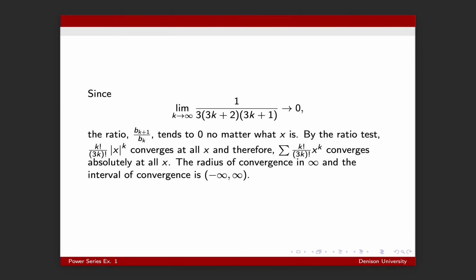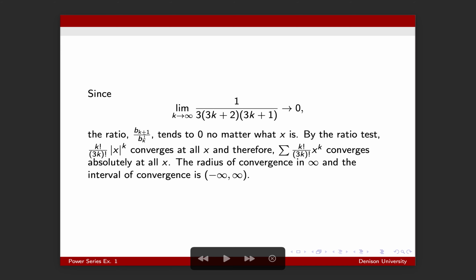Because we're doing the ratio test, we're going to take the limit of the ratio as k approaches infinity. So we get 1 over 3 times 3k plus 2 times 3k plus 1. That limit is going to approach 0 because all the k terms are in the denominator. We're going to have a quadratic term in the denominator, so as k approaches infinity, this ratio is going to approach 0.